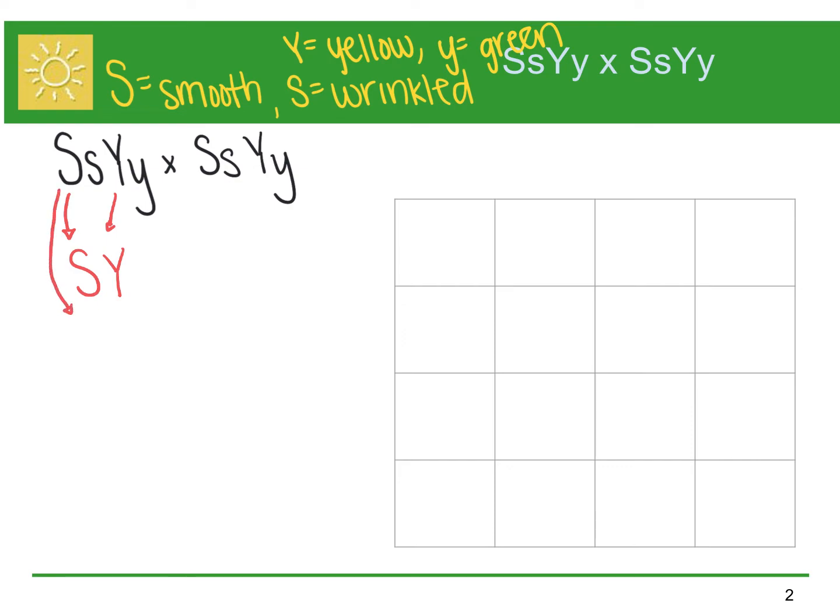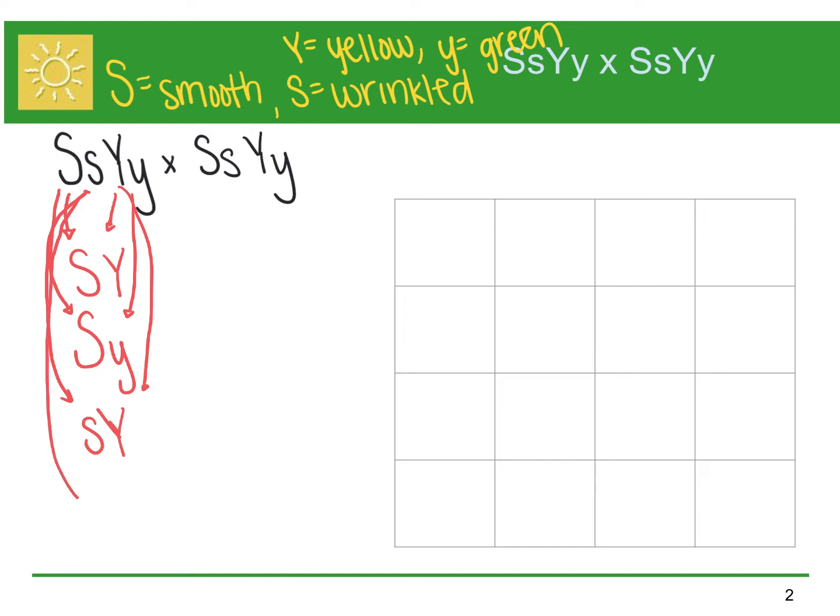Another option, they could give the capital S, and they could give the lowercase y. A third combination would be to give the small s and the capital Y. And then a fourth possible combination, they could give the lowercase s and the lowercase y. I know there's a lot of arrows, but does that make sense? Do you see how I made every single possible combination that that parent could give an offspring of the S and the Y genes?